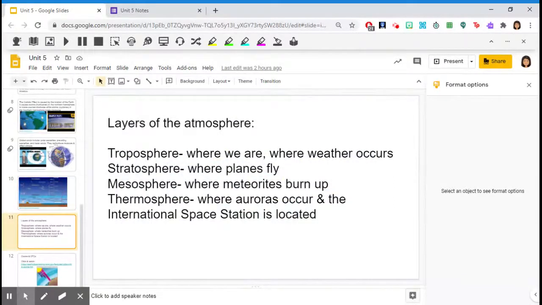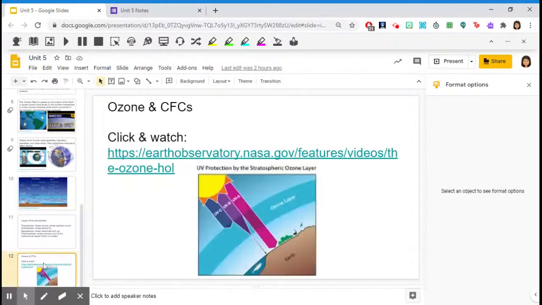So the stratosphere, as I mentioned before, is where planes fly. Mesosphere is where meteors burn up. The thermosphere is where auroras occur and the International Space Station is located. Beyond the thermosphere is the exosphere, and then outer space. The ozone layer and CFCs.